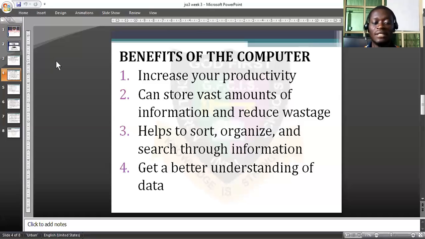Another benefit of the computer is that you get a better understanding of data. Because your computer can store a large amount of information, you can sequentially know how each file is arranged and how each file is positioned. You can know the date, the time, and the location where you have those files and those data.